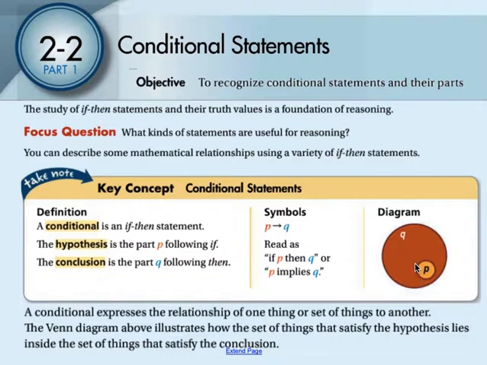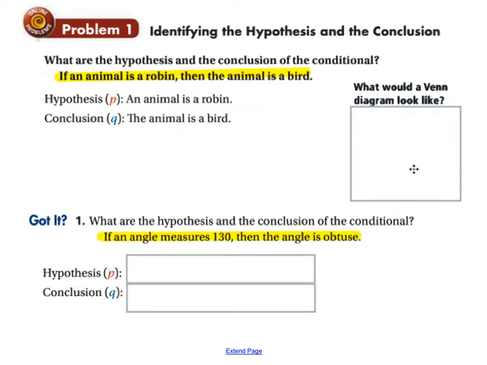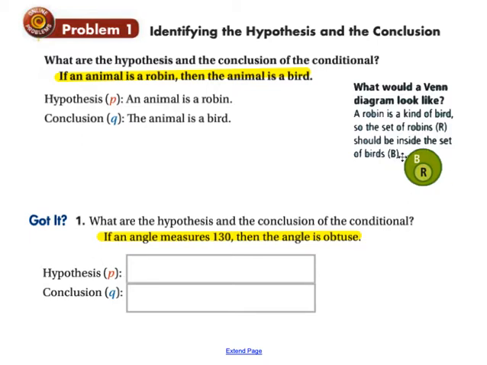So let's go ahead and get started with some examples. This one says, what are the hypothesis and the conclusion of this statement? If an animal is a robin, then the animal is a bird. Our hypothesis here, remember that follows the word if, so the hypothesis will be an animal is a robin. The conclusion follows the word then, the animal is a bird. What would that look like as a Venn diagram? Well, the Venn diagram would include all of the birds in the general set, and a subset of that would be the robins.